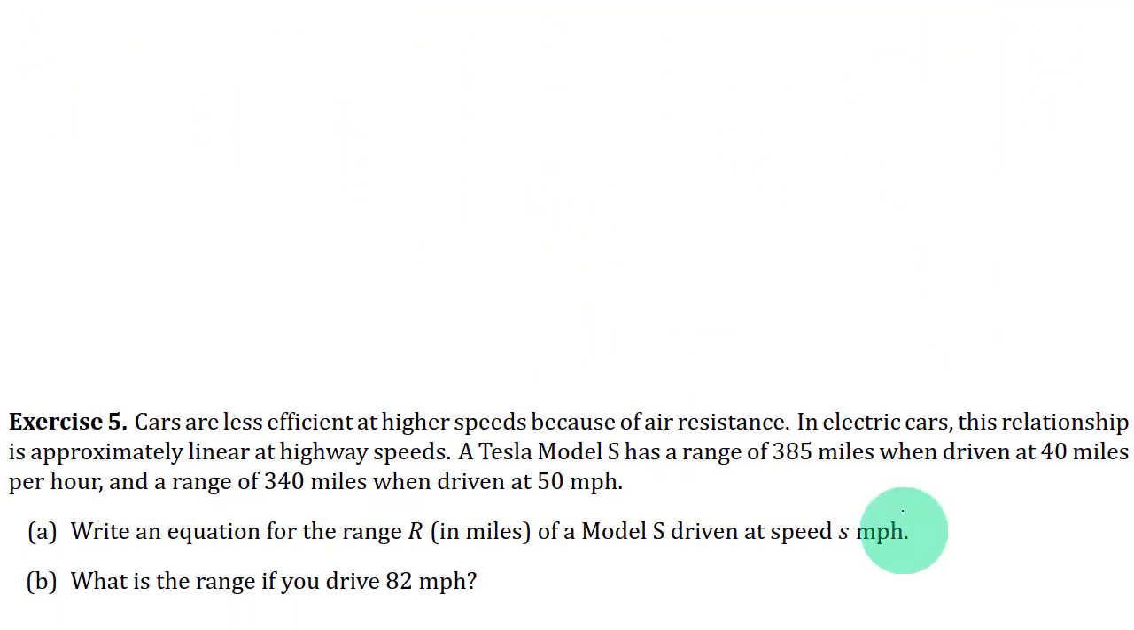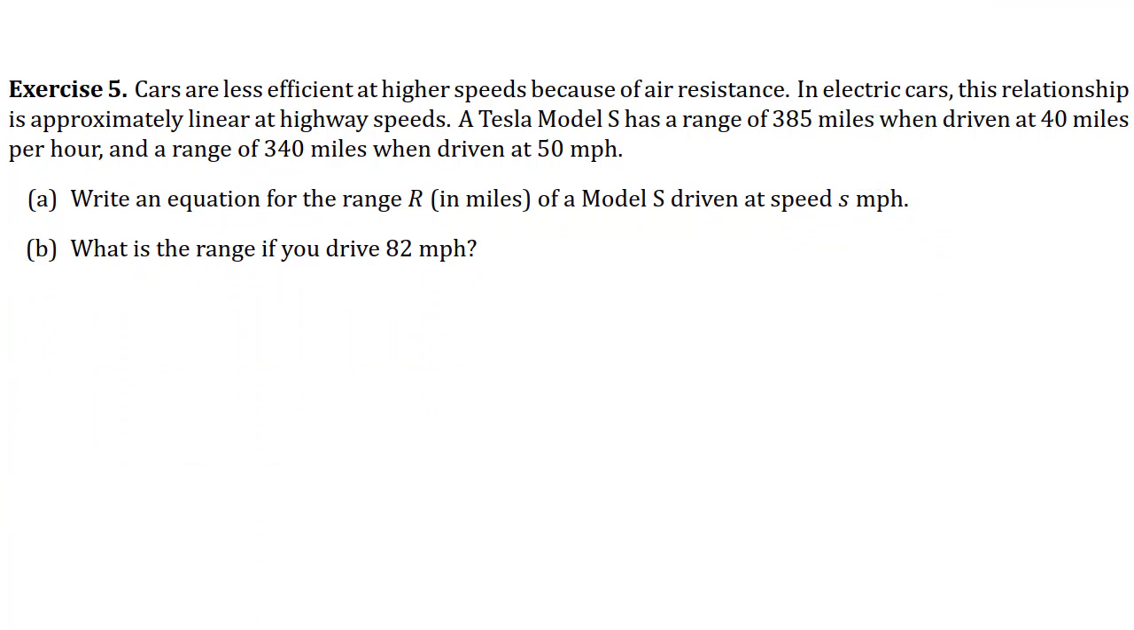All right, exercise 5 here. So yeah, cars are less efficient at higher speeds because the force of air resistance is greater at higher speeds. And in electric cars, this relationship is approximately linear at highway speeds. So, for example, a Tesla Model S has a range of 385 miles when driven at 40 miles per hour, and a range of 340 miles when driven at a speed of 50 miles per hour. So, let's get an equation for the range of a Model S driven at a speed of S miles per hour.